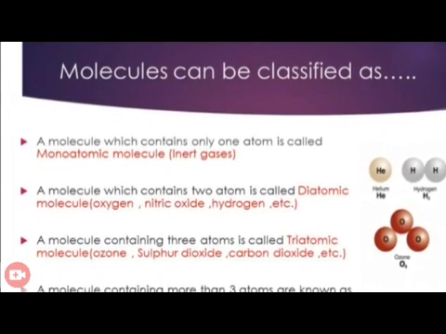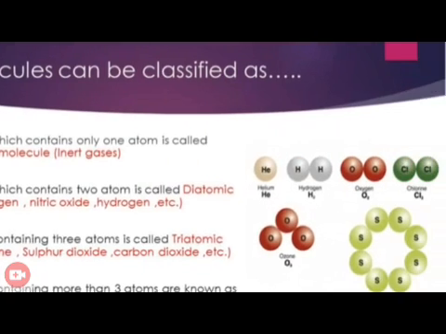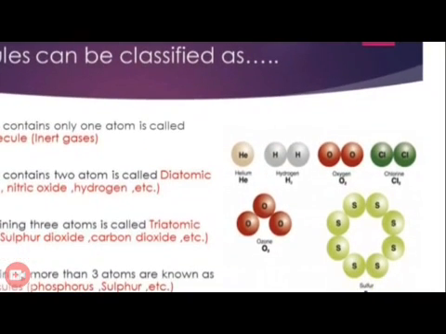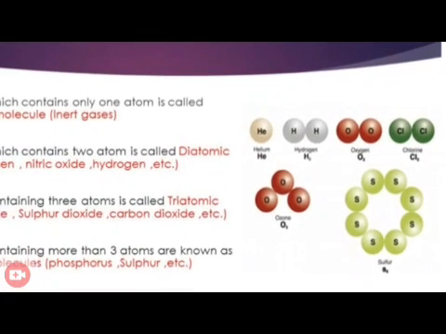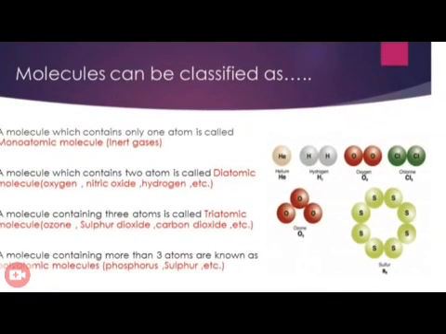Third category, a molecule containing three atoms is called a triatomic molecule. For example, ozone. Ozone contains three atoms of oxygen. So the structure is O3. Ozone is O3. Sulfur dioxide, that is SO2. Carbon dioxide, CO2. So these are the molecules containing three atoms, represented as triatomic molecules.